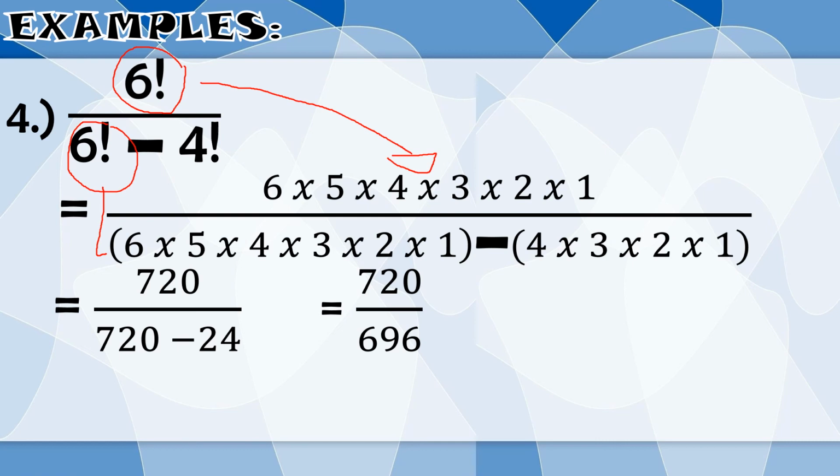And then 720 over 696. This is a fraction. We have to give its lowest term or simplify. So we need to divide it by their GCF, which is 24. So 720 divided by 24 is 30. And then 696 divided by 24 is 29. So the final answer is 30 over 29.